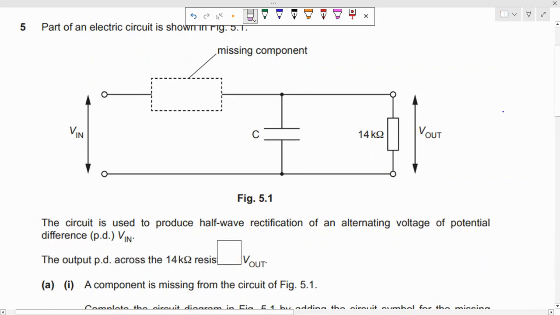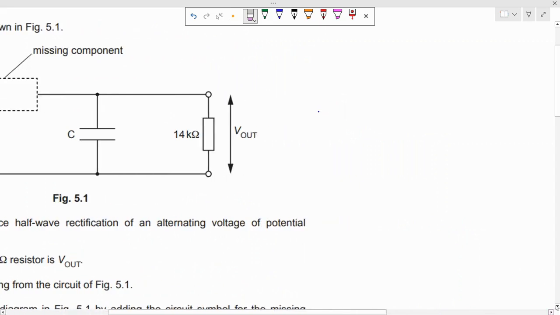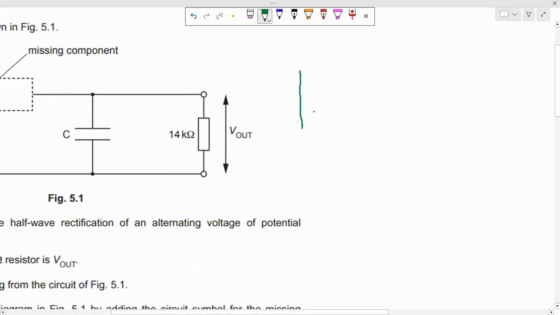The circuit is used to produce half wave rectification of an alternating voltage. So clearly it is giving an idea what is the purpose of that circuit. The circuit is going to convert alternating voltage to direct voltage through a half wave rectifier. So it will allow only the positive half wave through the missing component. I will reveal that missing component after giving clarity in the concept of alternating voltage to the direct voltage.